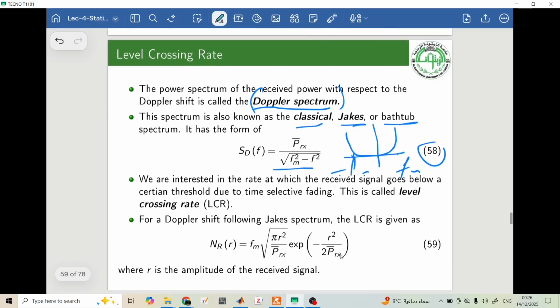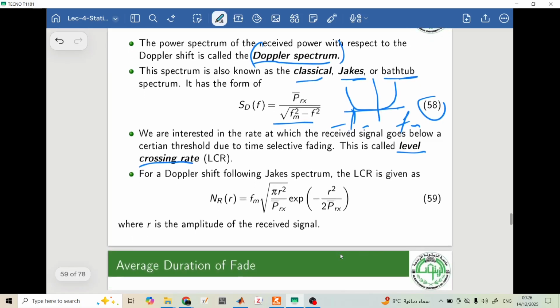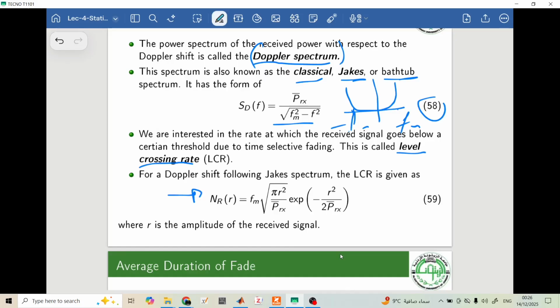Now we are interested in the average number of times the power drops below the receiver sensitivity, which is called the level crossing rate. For the Jake's spectrum, it has this nice form in equation 59. Fm is given, Prx is the average value, and R squared is usually the P minimum or the receiver sensitivity.